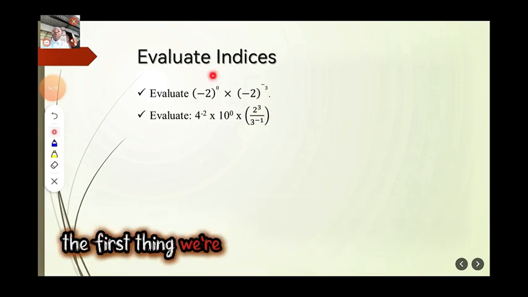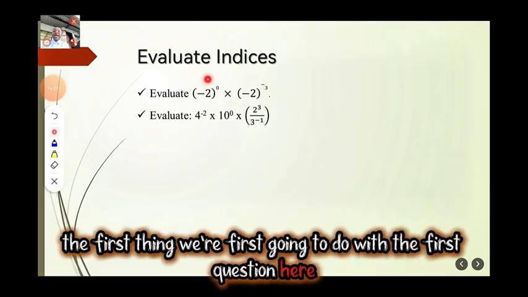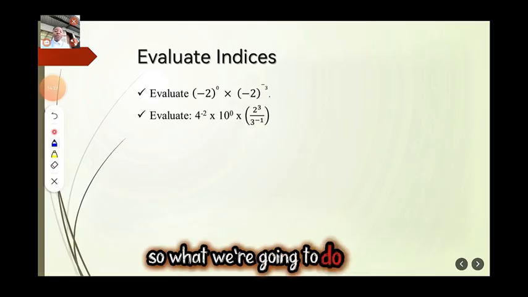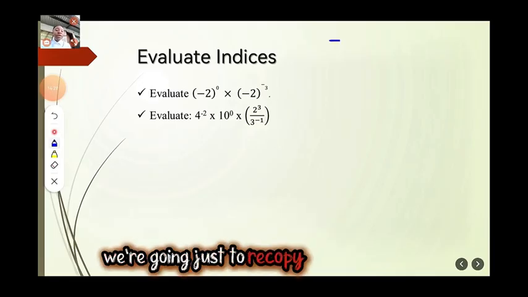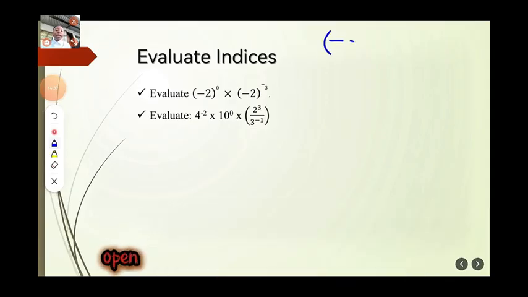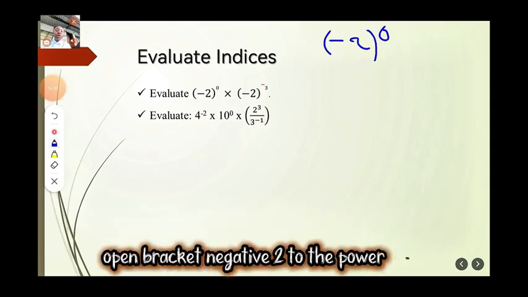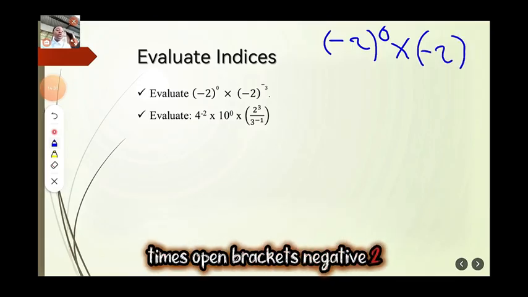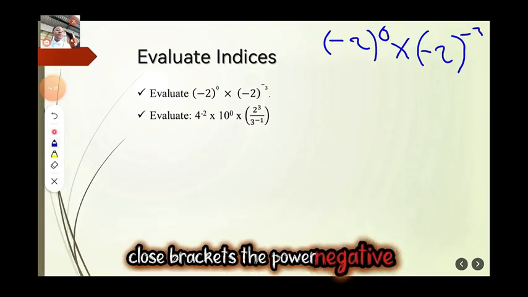The first thing we're going to do with the first question here, pay attention to the first question here. What we're going to do is just recopy the question. Open brackets negative 2 to the power 0 times open brackets negative 2 close brackets to the power negative 3.